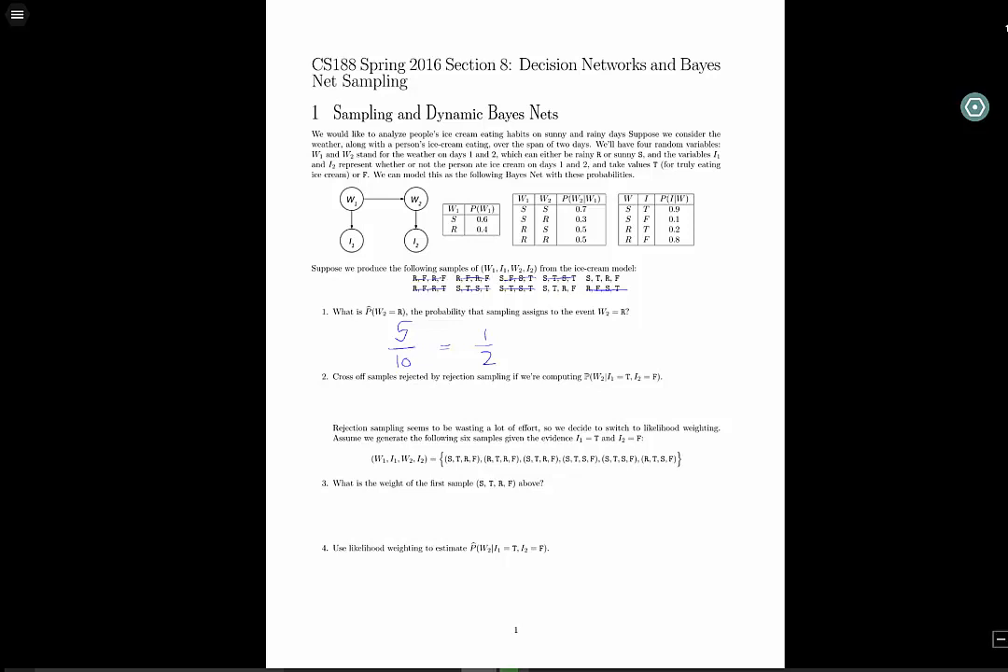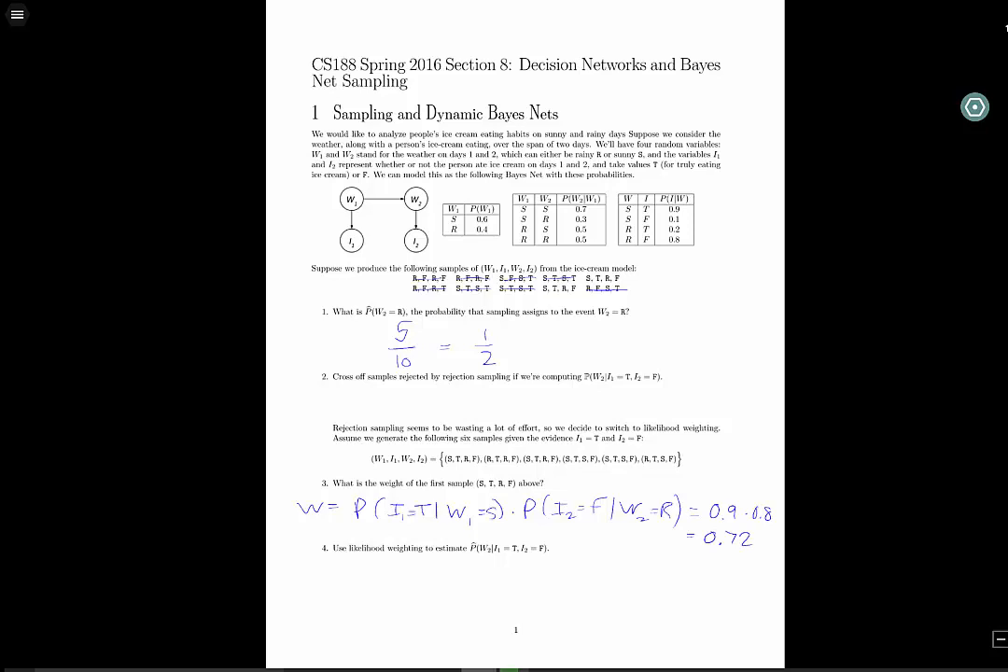So now we notice that rejection sampling seems to be wasting a lot of effort, so we decide to switch to likelihood weighting. Now they say, assume we generate the following 6 samples, given the evidence I1 equals T and I2 equals F. They want to know what is the weight of STRF. So the weight is the multiplication of all the probabilities of the evidence given the parents. So it's the probability of I1 equals T given W1 equals S times the probability of I2, which is evidence, equals F, given its parents, which is W2 equals R.